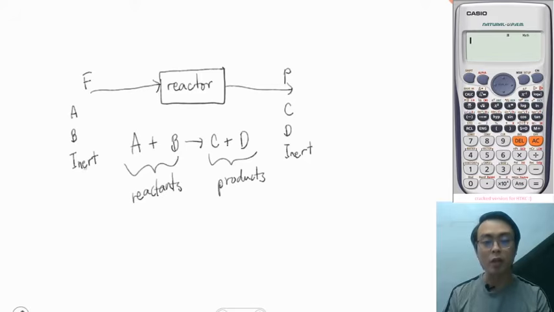Okay? The presence of the inerts in your feed could lead to some interesting material balances because your inert here could be your tie component, or the inert is the component where you can perform your first balance, no? Because it's a tie component.